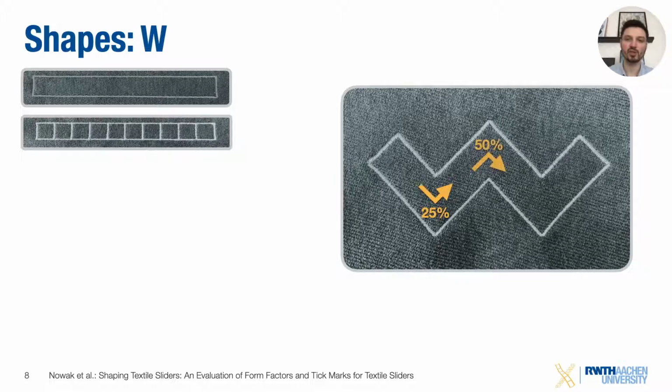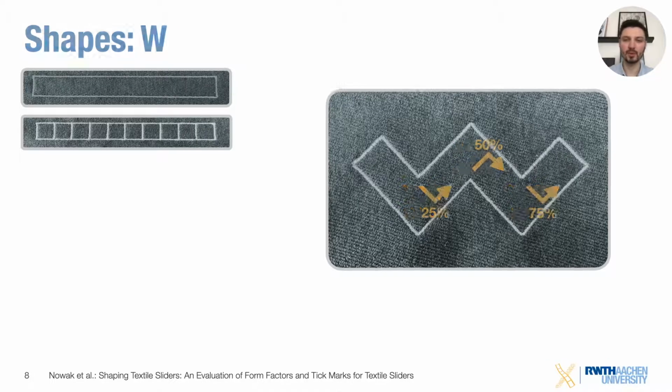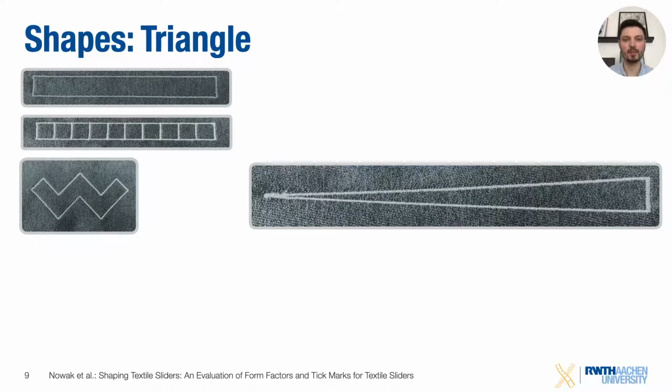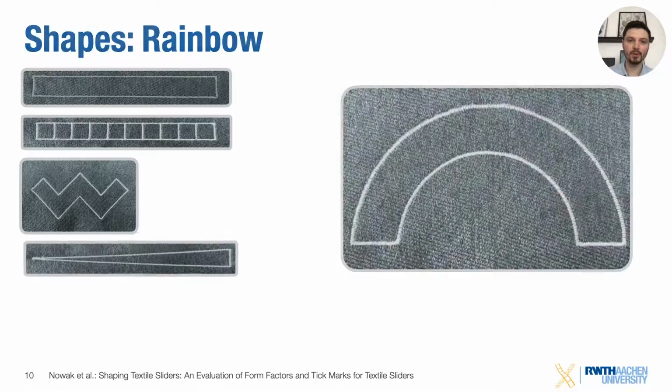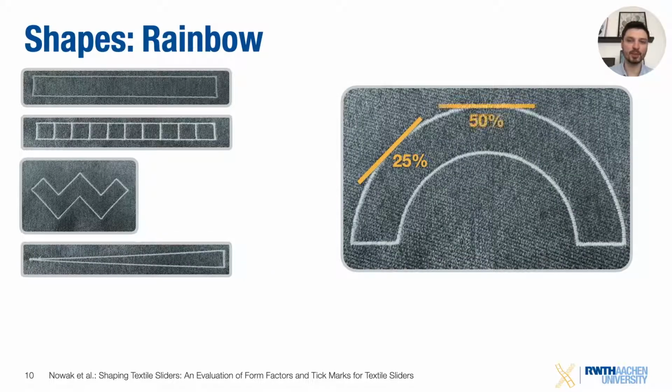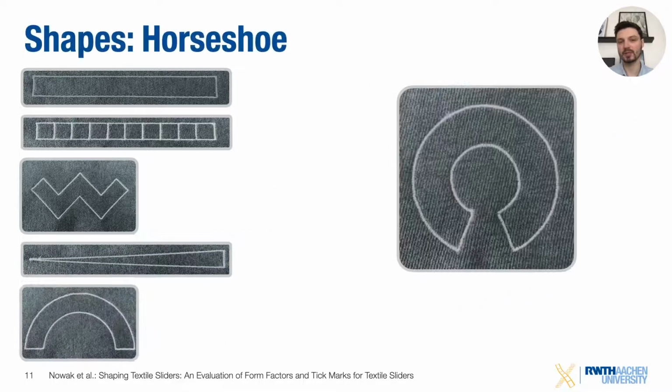With the W slider, we used another way to communicate the discrete steps within the slider. There, the direction change should indicate that the next 25% step of the slider is reached. The triangle should continuously help the users by increasing the distance of the upper and lower seam when moving from left to right. With rainbow, the slope of the slider should help estimating the current position. And for practical reasons, we added horseshoe as a variant of rainbow that is bent more to save some space.